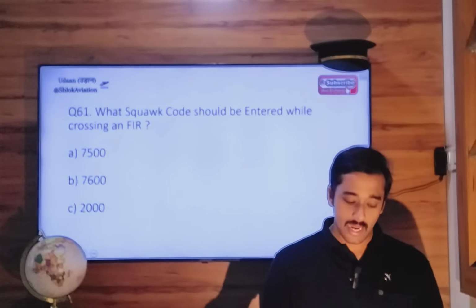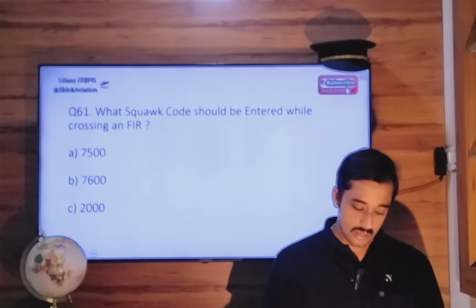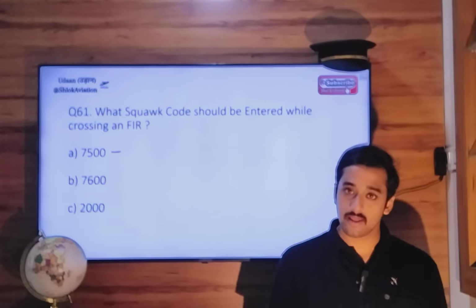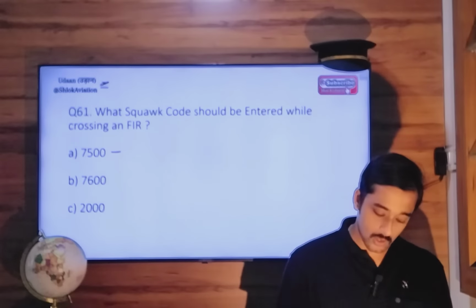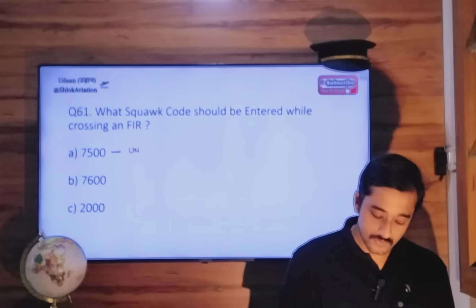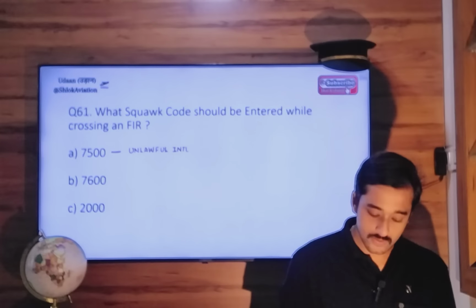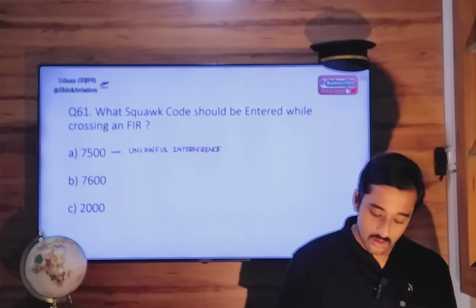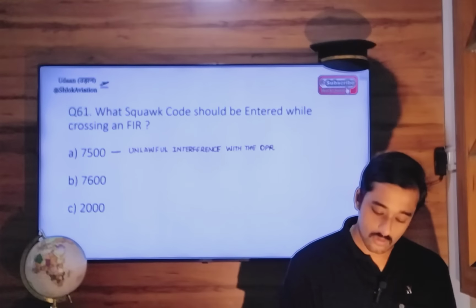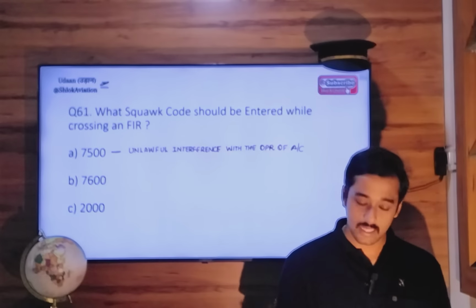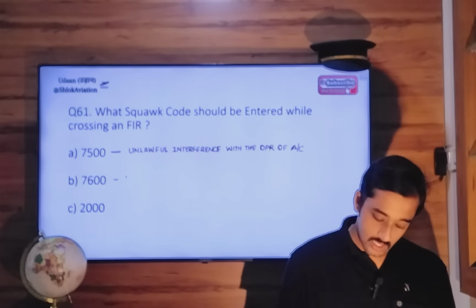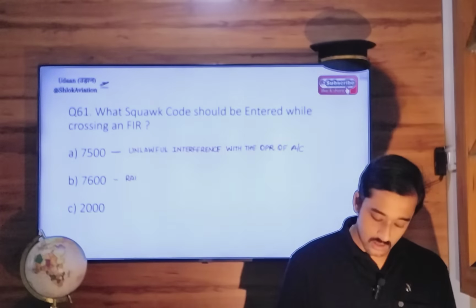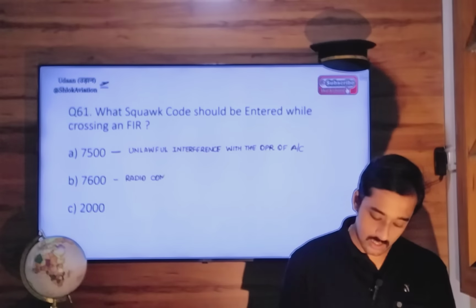What squawk code should be entered while crossing an FIR region? Out of the three options given, option A, 7500, belongs to unlawful interference with the operation of aircraft. That means hijack. 7600 means radio communication failure.